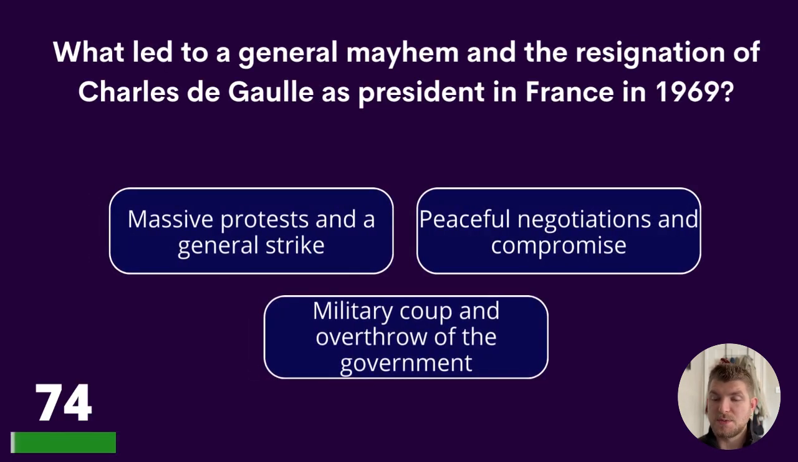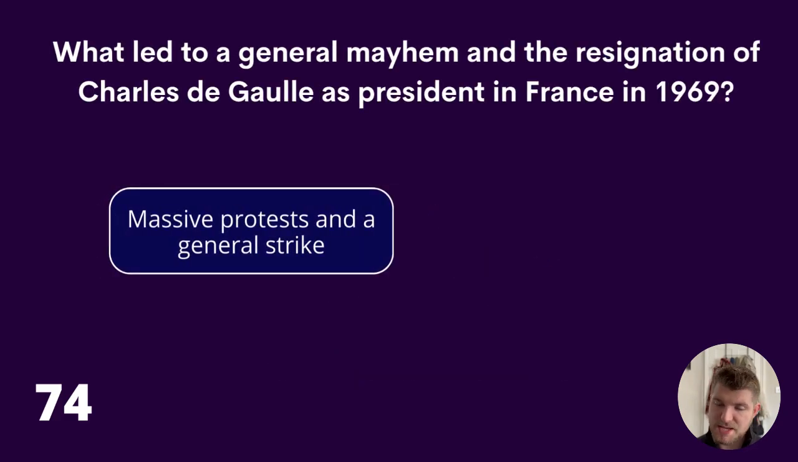74. What led to a general mayhem and the resignation of Charles de Gaulle as a president in France in 1969? Massive protests and a general strike, peaceful negotiations and compromise, or military coup and overthrow of the government? The answer is massive protests and a general strike.